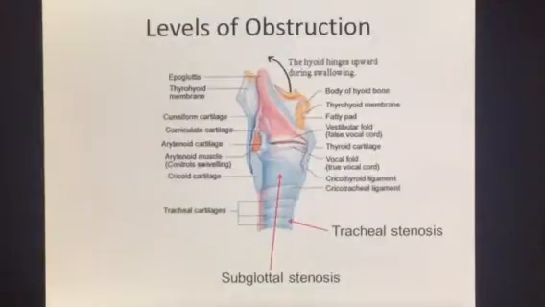In thinking about airway obstruction, perhaps the most critical piece of information is at which level the obstruction is present. For otolaryngologists, this is typically separated into supraglottic, glottic, subglottic, and tracheal.